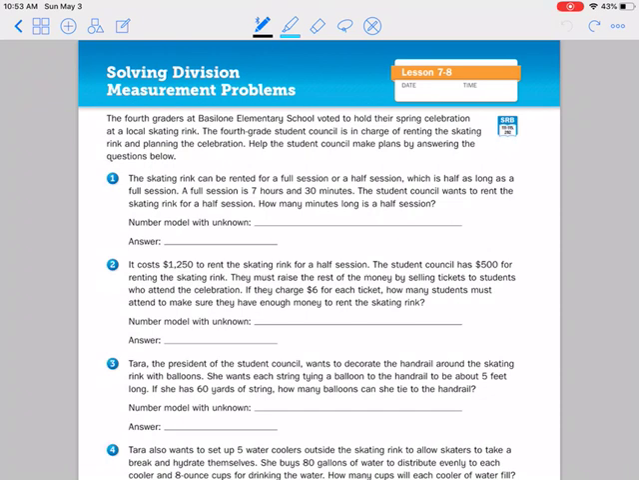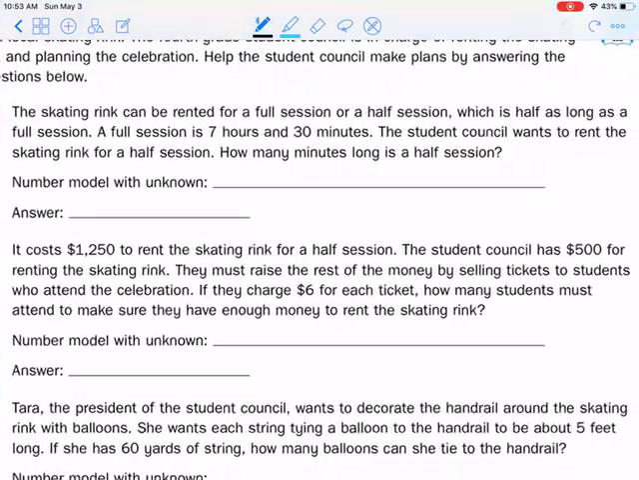It says the fourth graders at Basildon Elementary School voted to hold their spring celebration at a local skating rink. The fourth grade student council is in charge of renting the skating rink and planning the celebration. Help the student council make plans by answering the questions below. So let's look at question number 1.